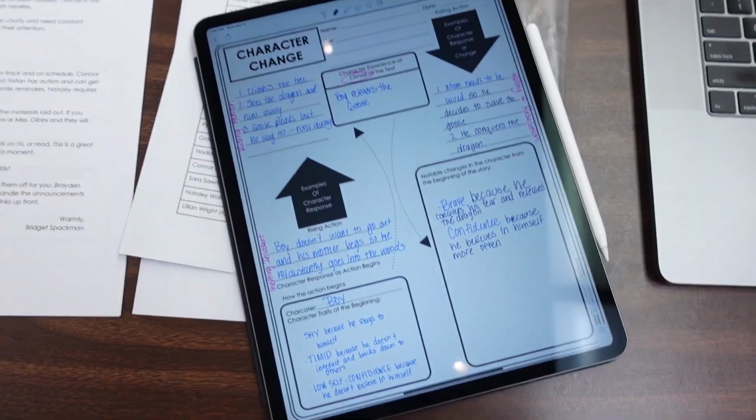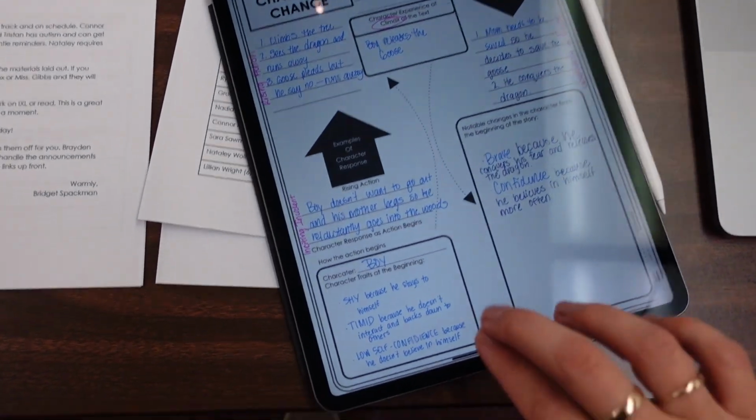So my students had an opportunity to watch me model. Again, I articulated my story to them because the more that they hear it, the more that they practice saying it, the easier it's going to be for them to write. So I told them my story, and then we worked to fill out the graphic organizer together. So this is what the graphic organizer ended up looking like.